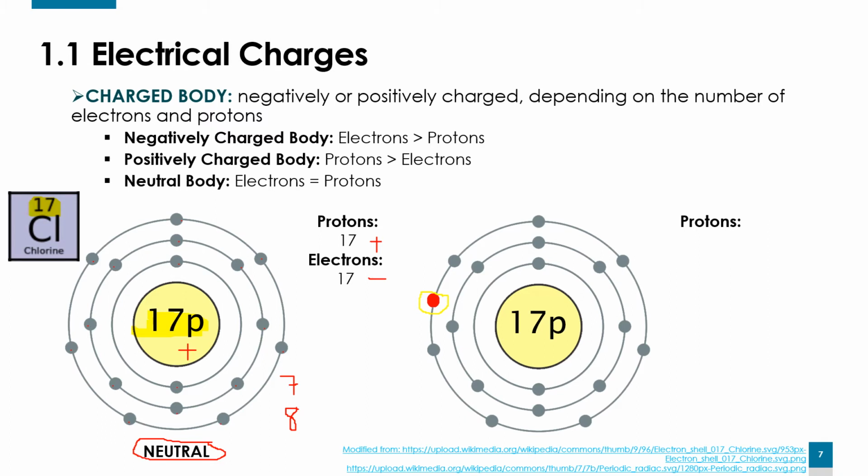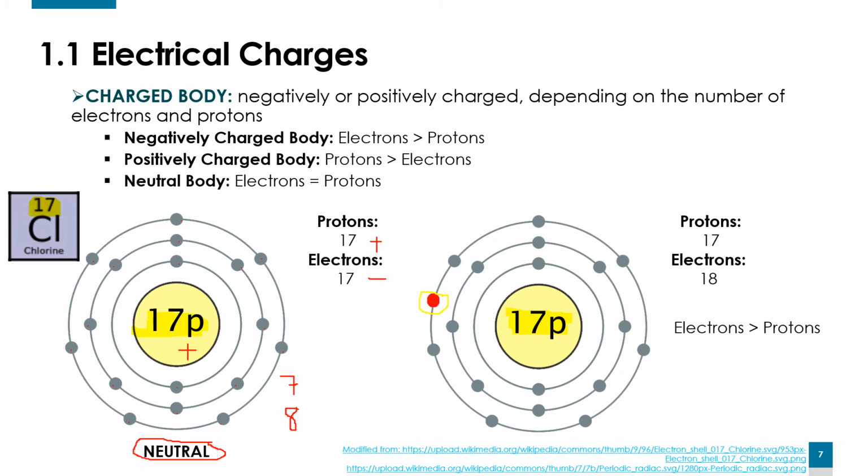Now, does anything change in the proton number? No. How many protons do I have? Still 17. But now how many electrons do I have? I had 17 before, now I have 18. So what do I have more? Protons or electrons? Electrons. So I have more electrons than protons.